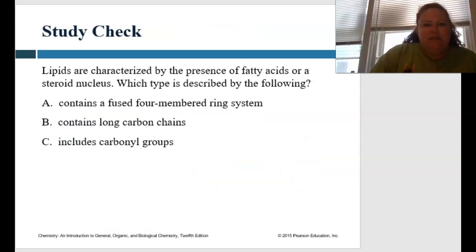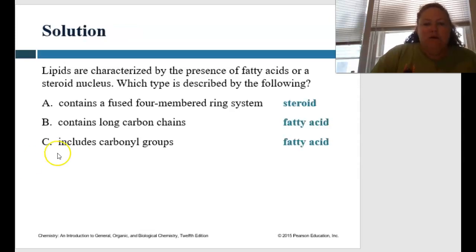So here's a little study check for you. Lipids are characterized by the presence of fatty acids or a steroid nucleus. Which type is described by the following? Pause me and come back. So if it contains a fused 4-membered ring system or just that backbone, then that's going to be a steroid. Whereas if it contains that long carbon chain of the zigzags, that's going to be a fatty acid. And the ones that have the carbonyl group, those are also going to be your fatty acids.